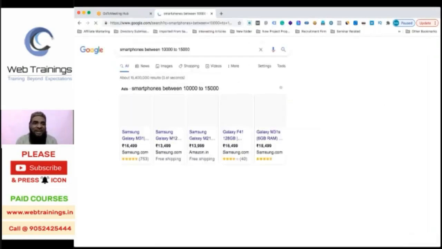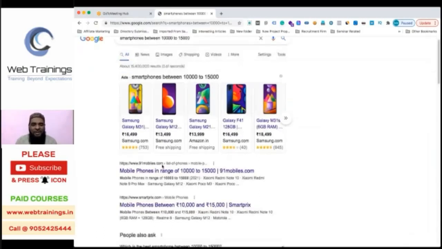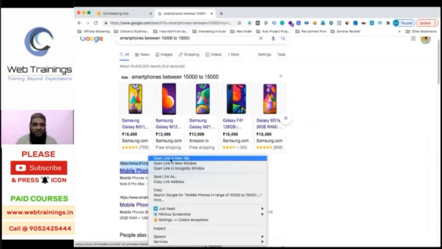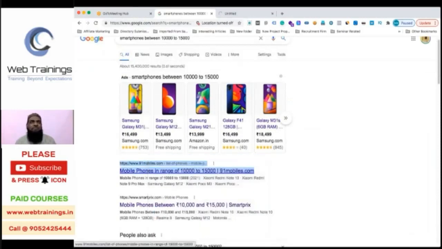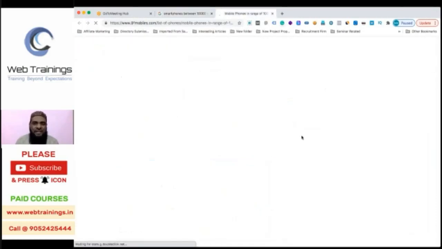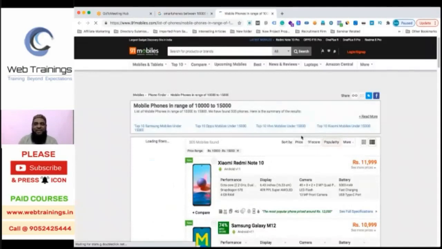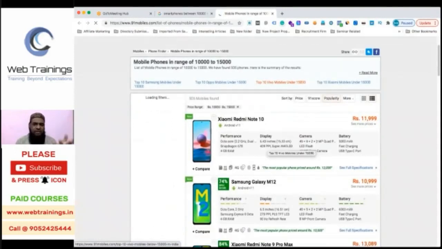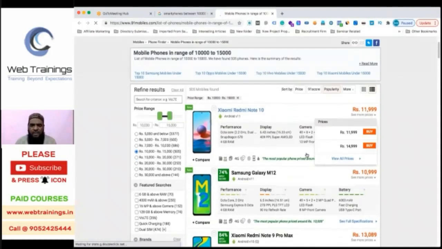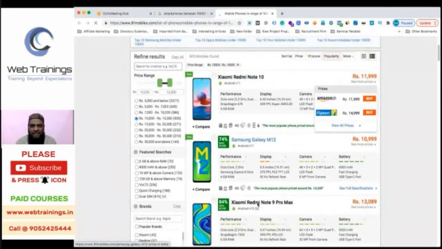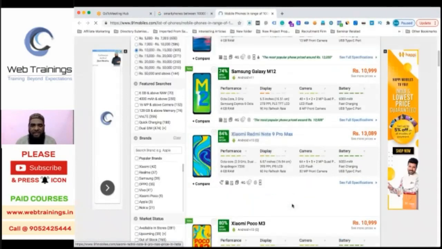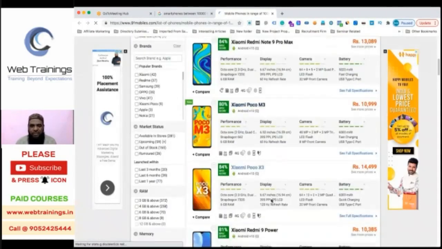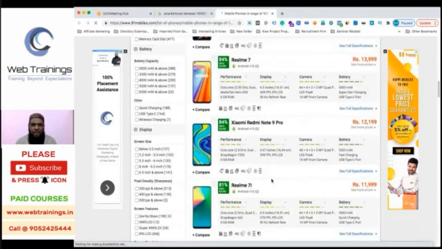See, this is a query I typed, literally, 2 days back. Then I went to the first website, 91mobiles.com, and also to ndtv.com. Can you say that this is an informational query or transactional query or what? Yes, sir, it's an informational query, correct? Now I've gone through each of these. Xiaomi Redmi Note 10, 11,000 or 12,000 something, Galaxy M12, Galaxy Note 9 Pro Max, then Poco M3, Poco X3 Pro. There are different options, right?